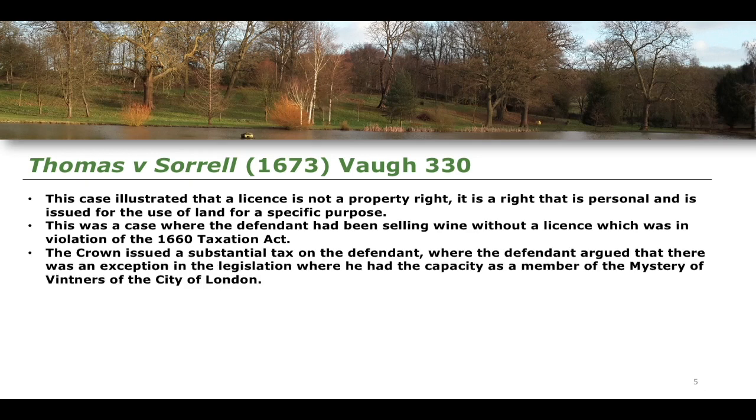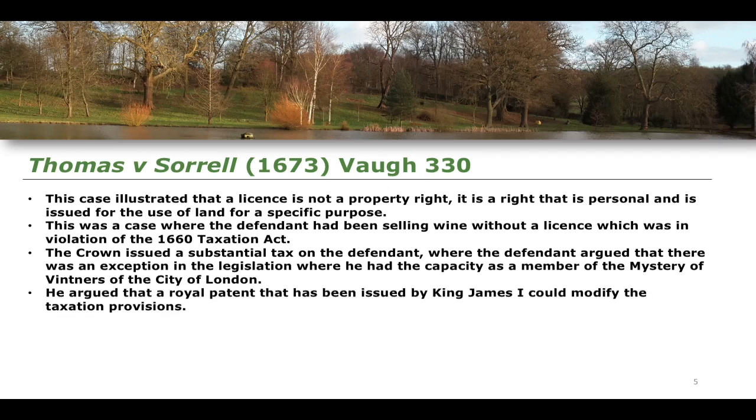The Crown essentially issued a substantial tax onto the defendant, where the defendant argued that there was an exception in the legislation, where he had the capacity as a member of the Ministry of Vineyards of the City of London. He argued that a royal patent that had been issued by King James I, King James I being the King of England and Scotland from the years 1603 to 1625, said that it could essentially modify the taxation provisions.